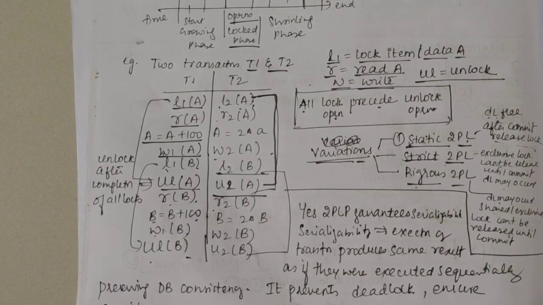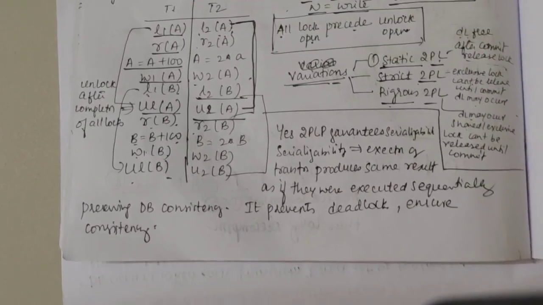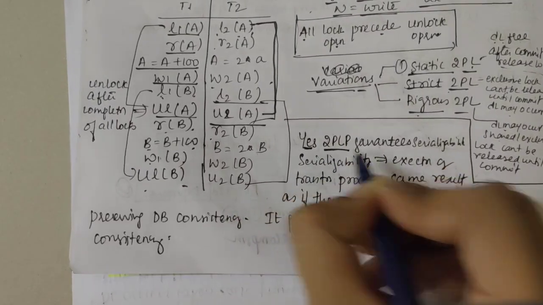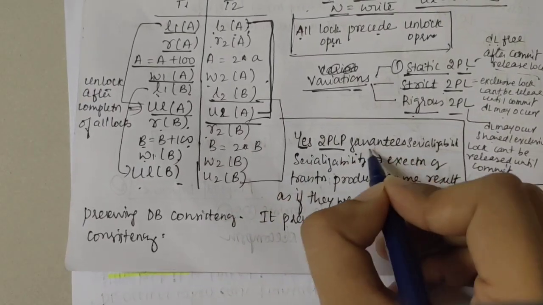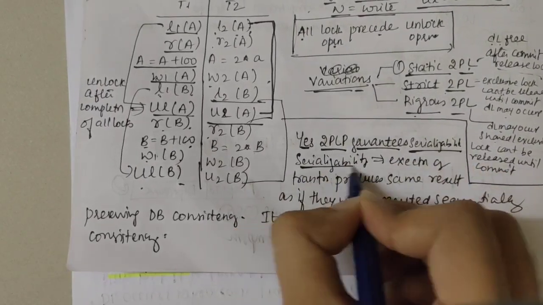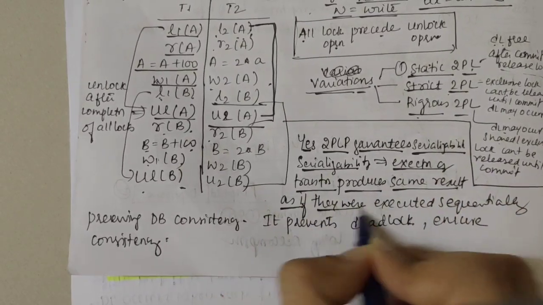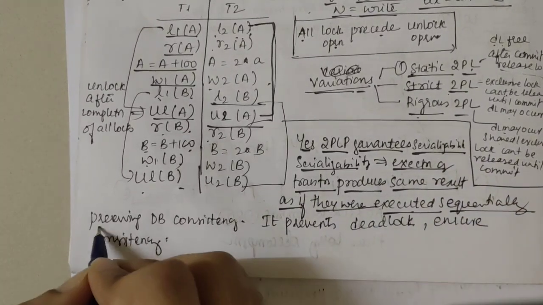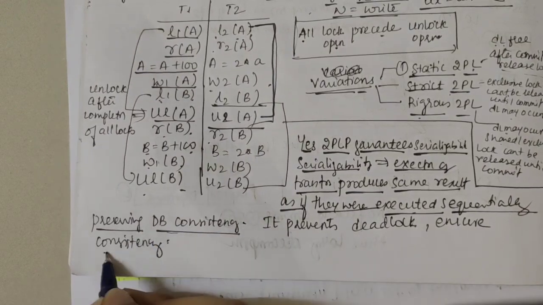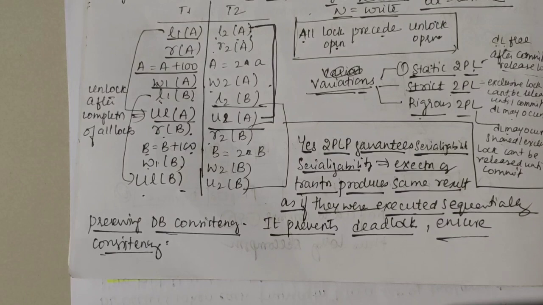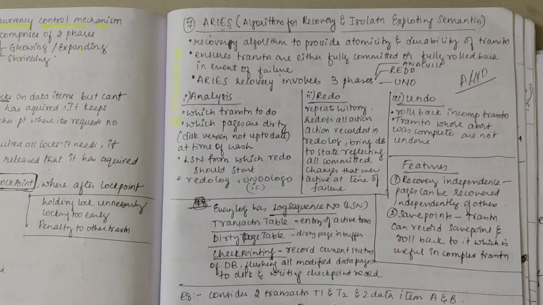Now there's a question: does the two-phase locking system provide serializability, like we have seen in the serializability question? Yes, the two-phase locking protocol guarantees serializability. Serializability is when execution of transactions produces the same result as if they were executed sequentially, preserving database consistency, and it also ensures consistency. So this was about the two-phase locking system.